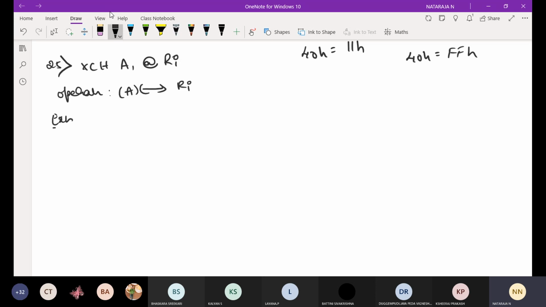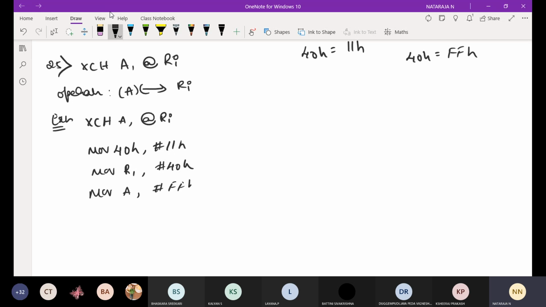Example: exchange A comma at RI. With respect to the program: move 40H comma #11, move R1 comma #40H, move A comma #FFH. Now exchange A comma at RI.